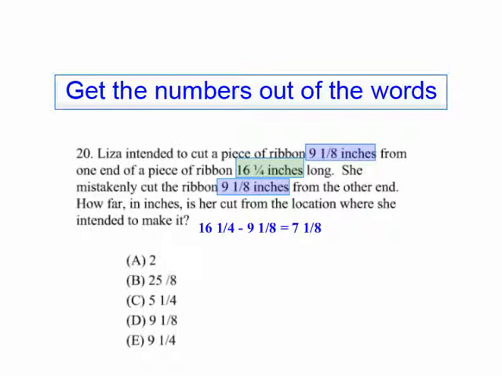So we subtract 9 1/8 from 16 1/4, which gives us 7 1/8. Since 1/4 is 2/8, that'll give us 7 1/8. Well, she intended to be 9 1/8 inches in, so 9 1/8 minus 7 1/8, she's 2 inches off.